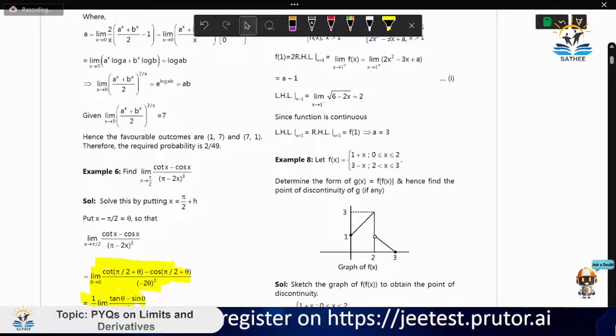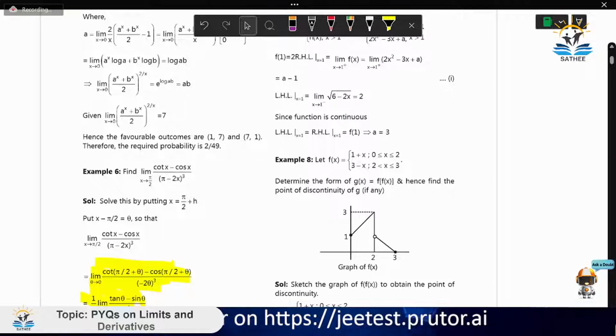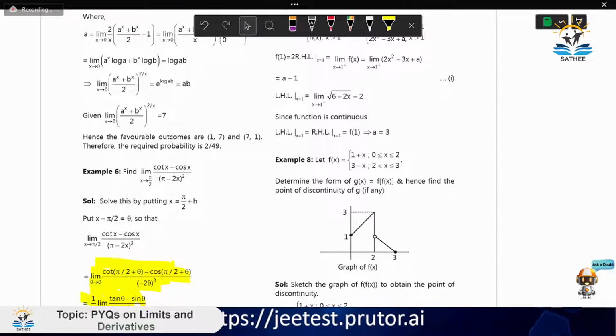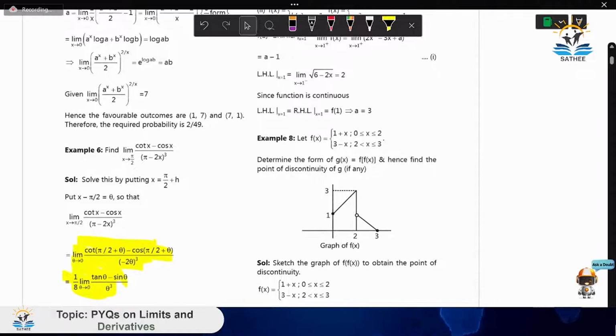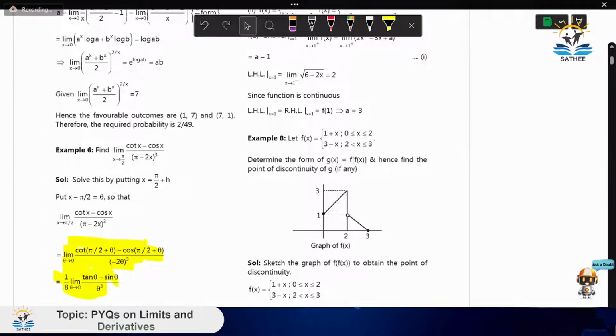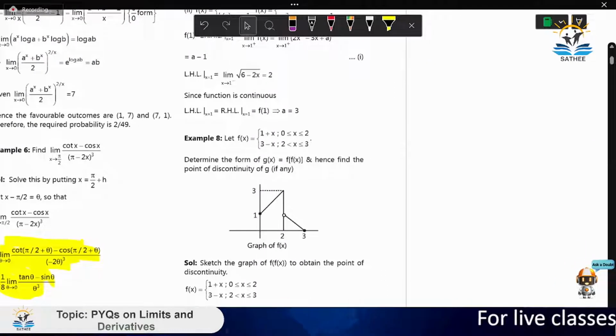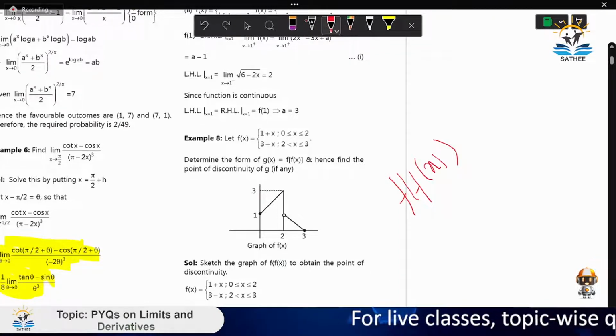So we have f of x is equal to 1 plus x for x belonging to 0 to 2, close brackets, and then it is equal to 3 minus x for this. So determine the form of g of x is equal to f of x, and hence find the point of discontinuity of g, if any. Okay, so let us see what f of x looks like.